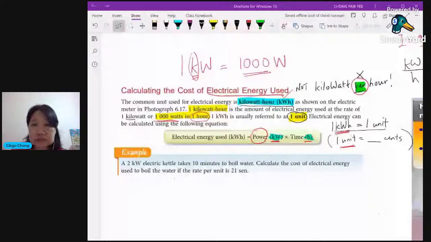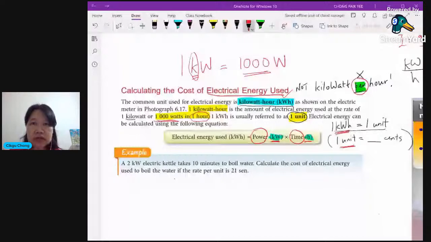Okay. And also time. See how long you switch it on. If you switch on longer, you've got to times a bigger number here, your answer will definitely be higher. So these are the two factors which affect your electrical energy usage or consumption. Number one is the power. See how powerful your electrical device is. The higher the power, the more electrical energy used. Another factor is the time. If you keep it on for many hours, your electrical energy use will be higher.